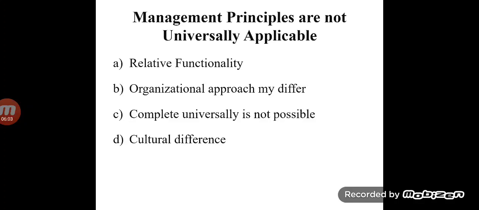The fourth point, and the most important point, is cultural difference. In our country, we are following a particular traditional way of getting the work done by others. Other countries are also following their own culture. So cultural differences also create that management principles are not universally applicable. For example, in our country we are following vegetarian diets. In other countries they are not following this diet.